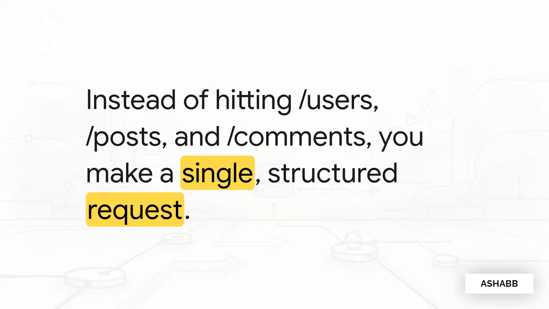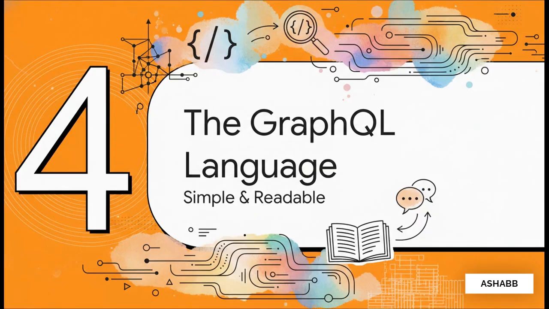Let's go back to our app example. In the old REST world, to get a user, their recent posts, and the comments on those posts, you'd have to make 3 separate round trips to the server. First, you hit /users. Wait. Then you hit /posts. Wait again. Then you hit /comments. Each trip adds precious time. With GraphQL, you send one single, intelligently structured request to that one endpoint and get all of it back at once. It's just a massive win for performance. Okay, so how do you actually ask for all this stuff?